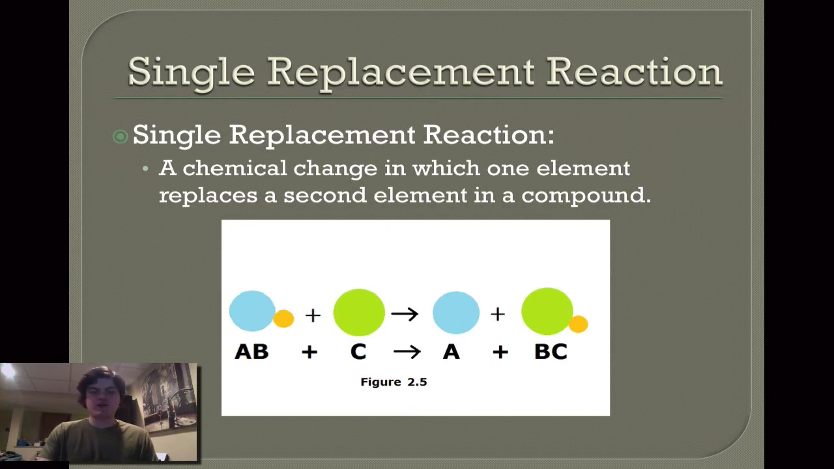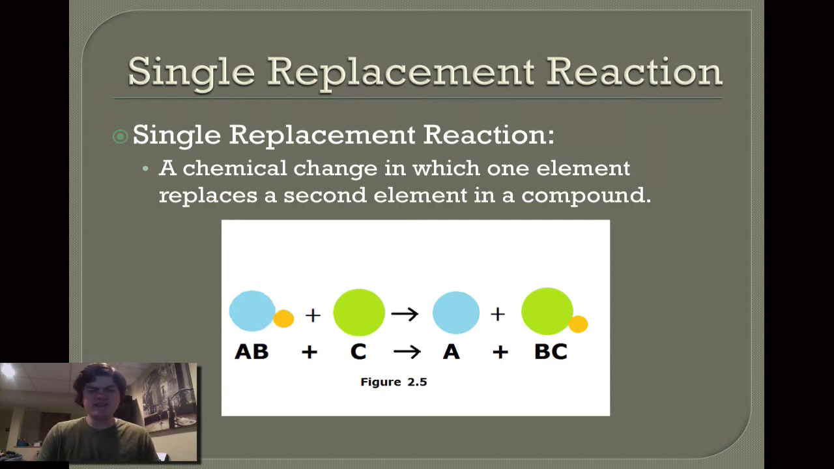So we start out with AB, and we are going to react that with element C. And what happens is C will actually take the place of A. It could also take the place of B depending on what type of element C is. You can also see this with the colored dots. We start with the blue and the yellow circle bonded. The green circle takes the place of the blue circle, and we are left with a new compound as well as a new element on its own.